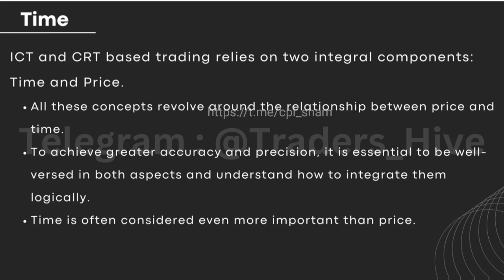All these ICT and CRT concepts revolve around the relationship between price and time, right? In these concepts, we make sure that we accurately combine time and price with each other in a sound logical framework, and that eventually leads us to having a really high margin of accuracy. If time and price aren't aligned with each other, then you wouldn't be able to accurately catch expansions and reversals in the market, right? But when they're properly aligned with each other, you'll have a great deal of accuracy to know where the market or price is headed and how you can exploit it by positioning yourself.